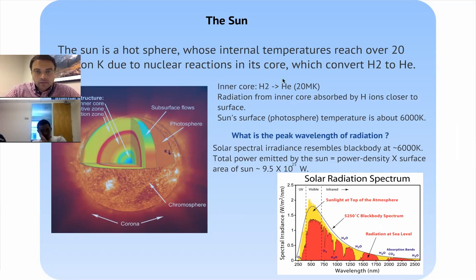So the inner core is where you have hydrogen becoming helium, and the temperature is over 20 million Kelvin. Radiation from the inner core is absorbed by the hydrogen ions closer to the surface by both convection and radiation. The sun's surface, which is basically a plasma of ions, is also called the photosphere. The temperature is about 6,000 Kelvin. Okay, and for all purposes, we will treat the sun as a black body with a temperature of 6,000 Kelvin for simplicity. So what is the peak wavelength of radiation?